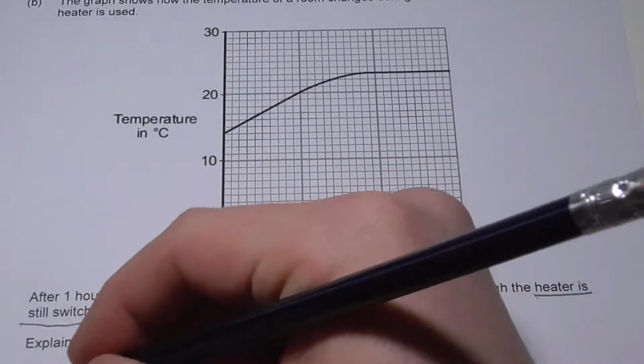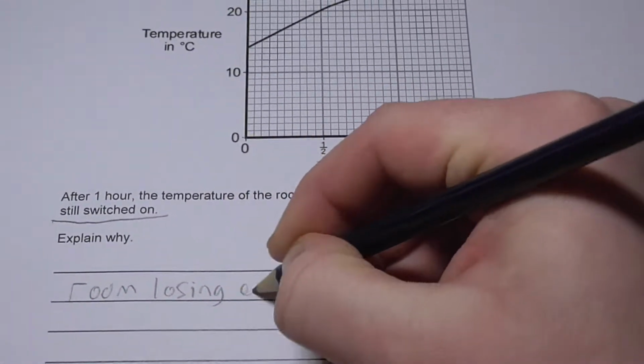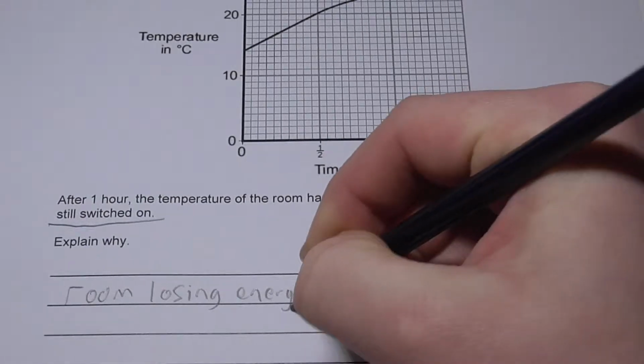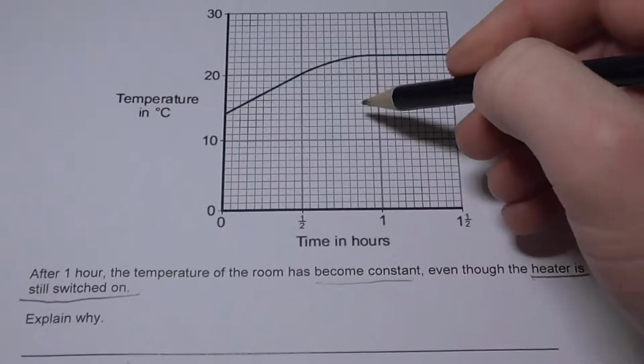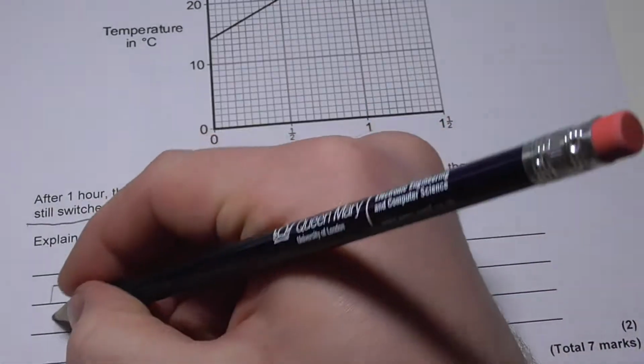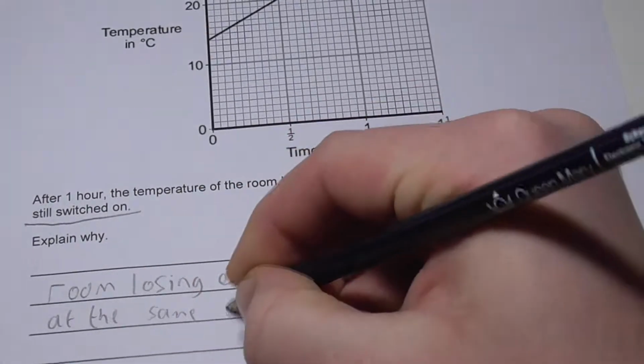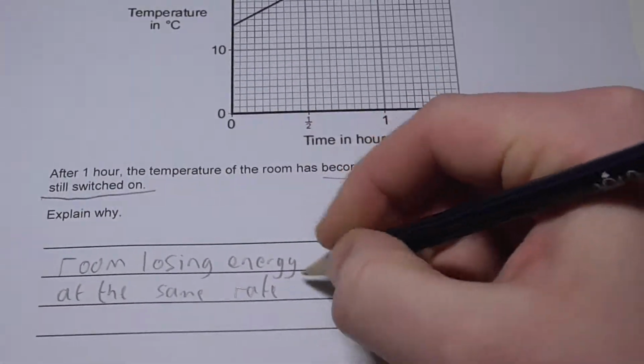So that means the room is losing energy. And the fact that it's a straight line means it's losing energy at the same rate that the heater supplies it.